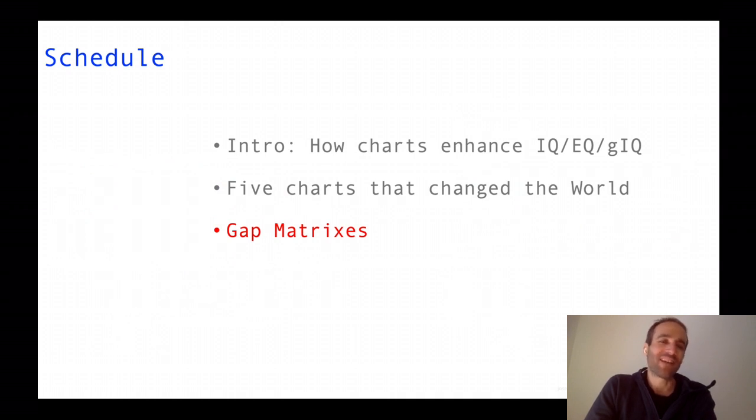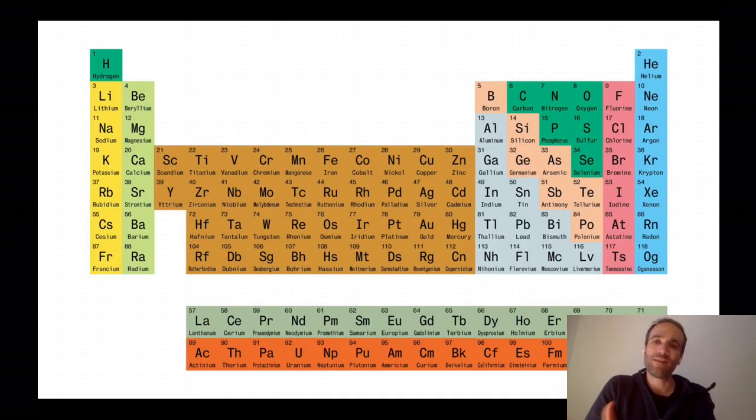Post 2011. And now we will see a very special and common type of chart called gap matrices. Here, maybe you recognize this one, it's called the periodic table. And this is probably, according to Bloomberg, the most important chart in the history of science, because when this was invented, there were many gaps of materials that we know should exist, but we had not found them yet.